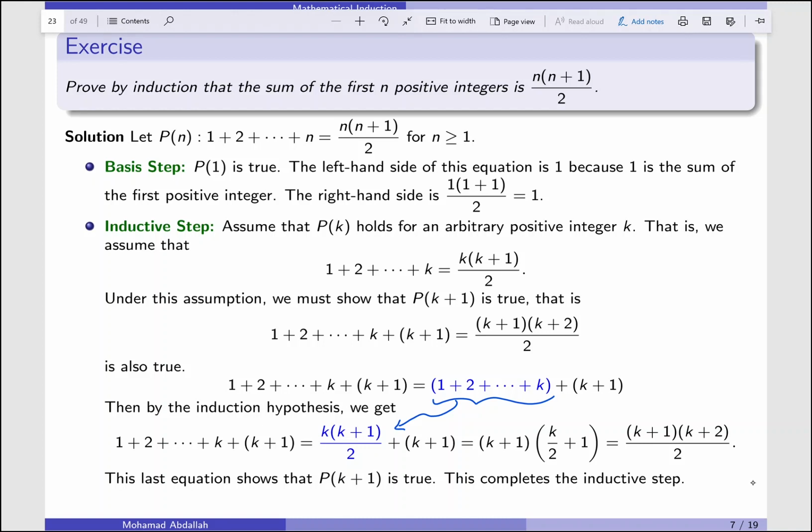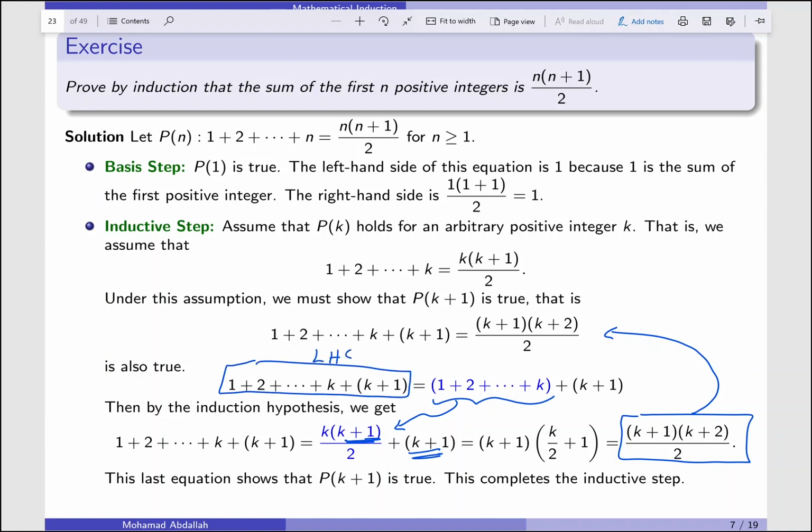You can factor out k plus 1 from here and k plus 1 from here. You end up with k over 2 plus 1, common denominator. This leads to the following. And that's exactly what I wanted to show. So I started from here, the left-hand side, and I was able to reach the right-hand side.